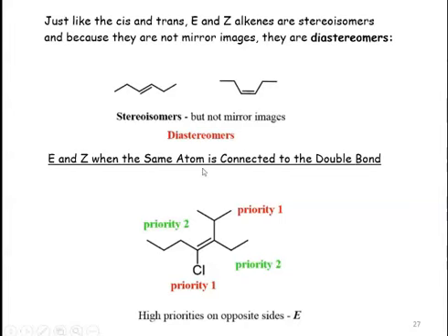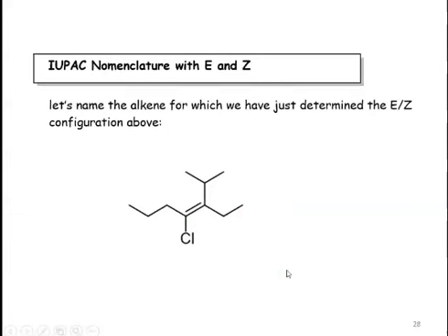Now, in this structure, what will you call it, E isomer or Z? High priority? Yes. Correct. Now, let us see how the IUPAC nomenclature of these E and Z isomers is done, or how the EZ configuration is subjected to IUPAC nomenclature.